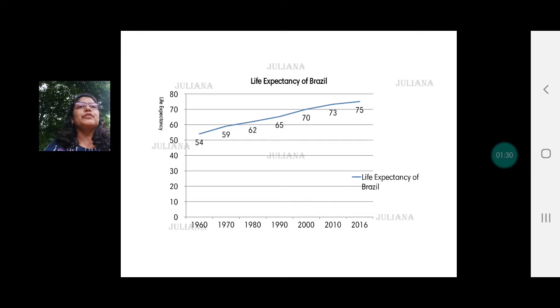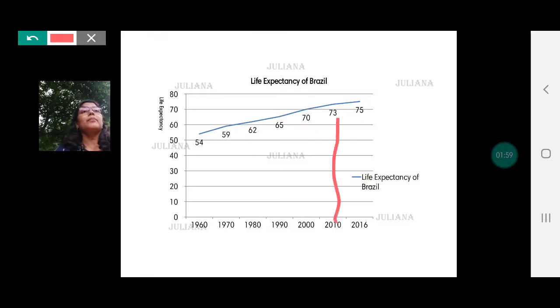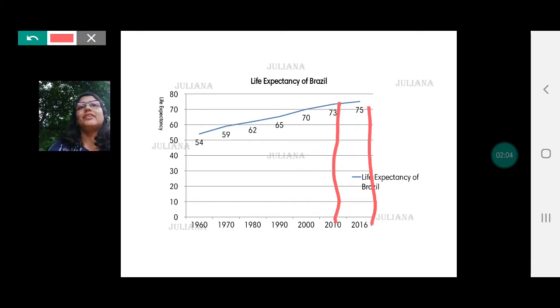Here is the graph showing the life expectancy of Brazil. What you find from 1960: in 1960, the life expectancy was 54 in Brazil, which is quite less, right? Then in 1970, it went up to 59 years. Then in 1980, it went up to 62 years. Then in 1990 it went up to 65. In 2000 it went up to 70. In 2010, it went up to 73, and in 2016 their life expectancy is 75.